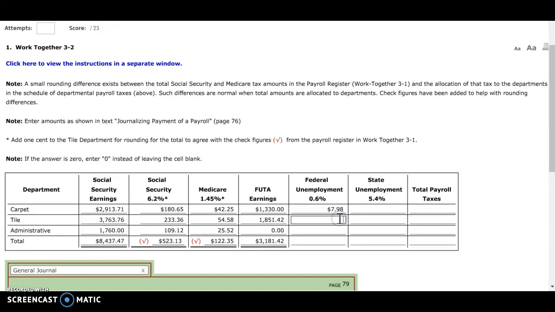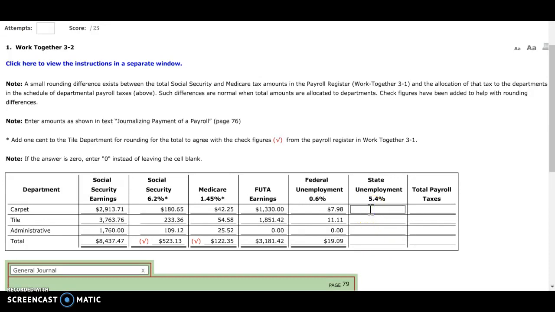Okay, tile then is going to be 11.11. Administrative is simply 0. We're going to add those two together, and we should get 19.09.